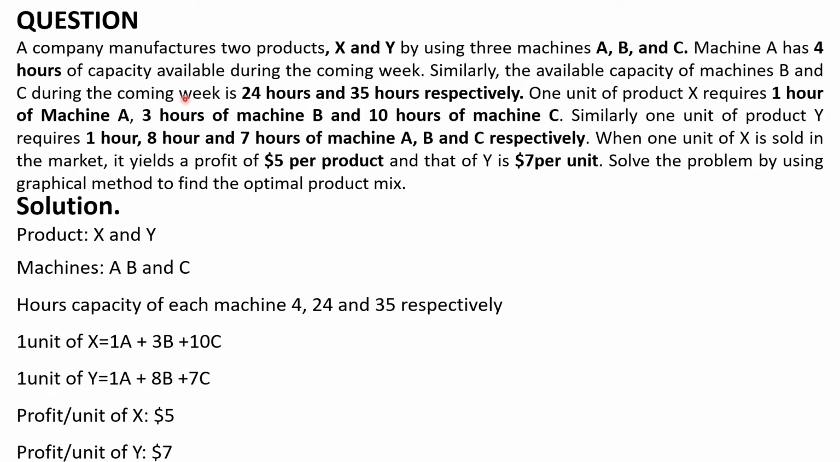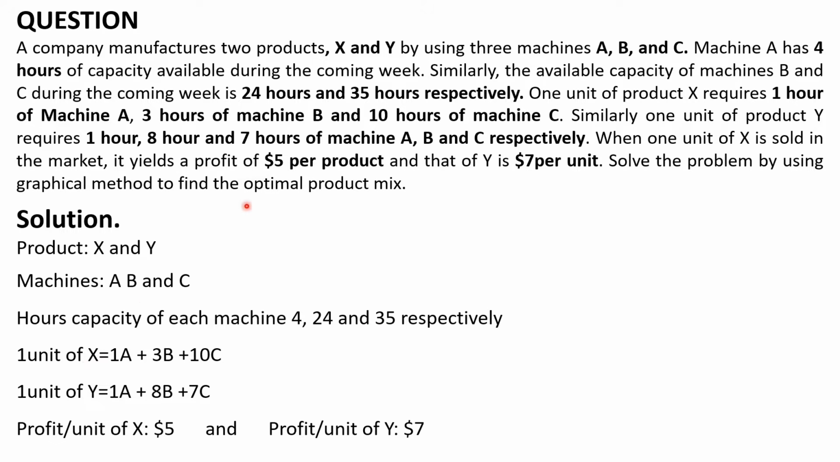Machine A has 4 hours of capacity available during the coming week. So the hours of capacity that machine A has is 4. So I put 4 in this place. Similarly, the available capacity of machine B and machine C during the coming week is 24 hours and 35 hours respectively. So the hours of capacity of each machine, for machine A it is 4, for machine B it is 24, and for machine C it is 35. Okay, let us proceed to the next statement.